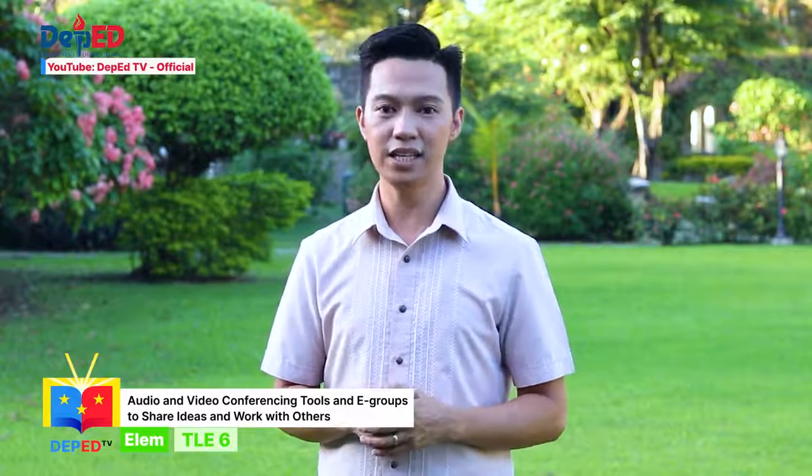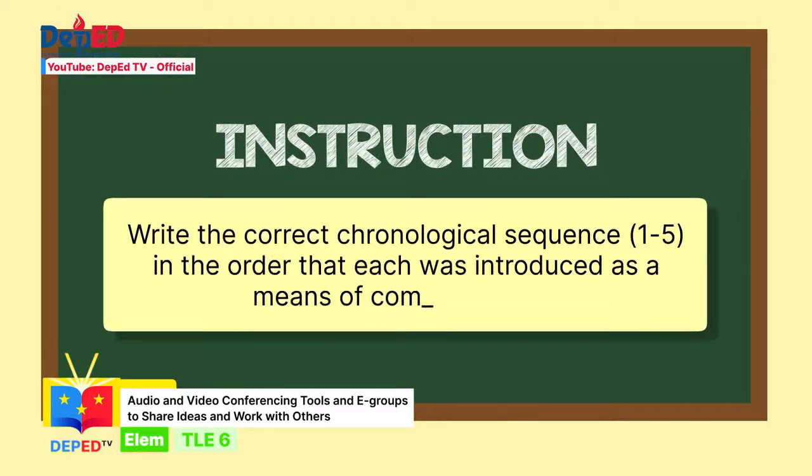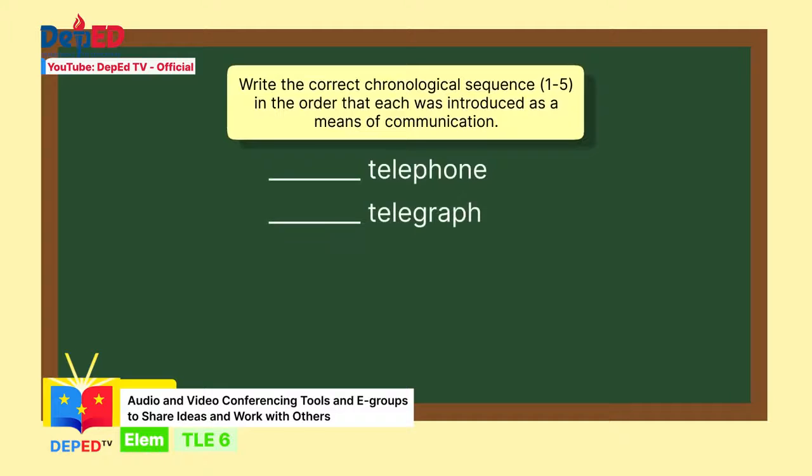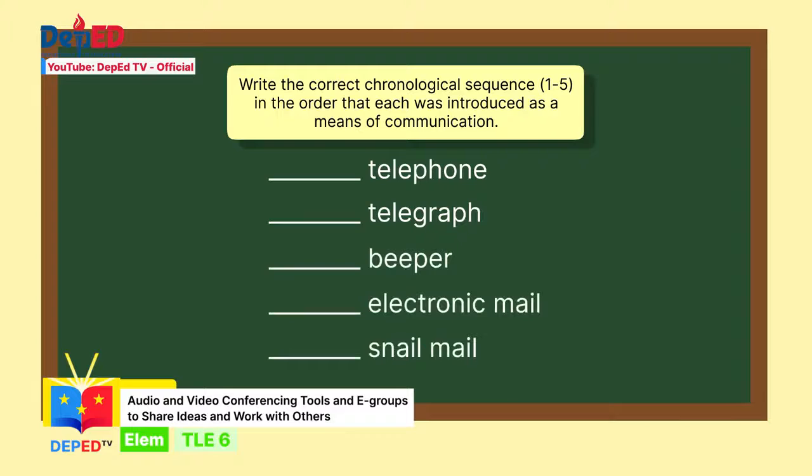Let us have an activity. Write the correct chronological sequence in the order that each was introduced as a means of communication. Telephone, telegraph, beeper, electronic mail, snail mail.